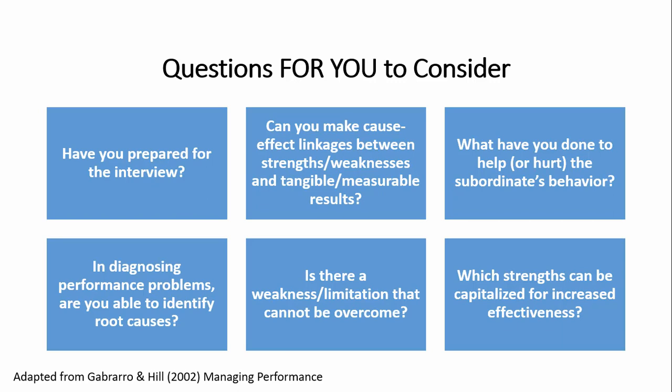Can you make cause and effect linkages between the person's strengths and weaknesses and the results that you want them to attain? So this is something to really think about. It may be that you have identified terrific strengths and weaknesses, but what you really want them to achieve. Can you measure that achievement, and are they linked to what you have identified as the strengths and weaknesses?